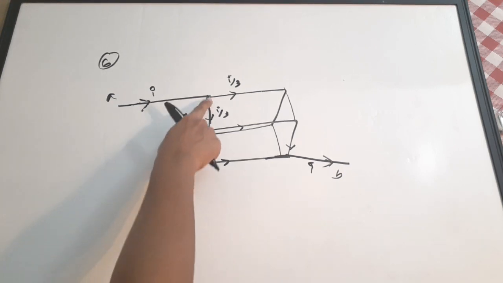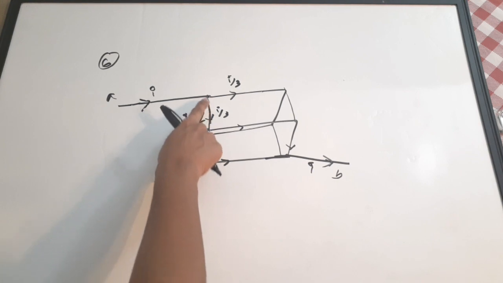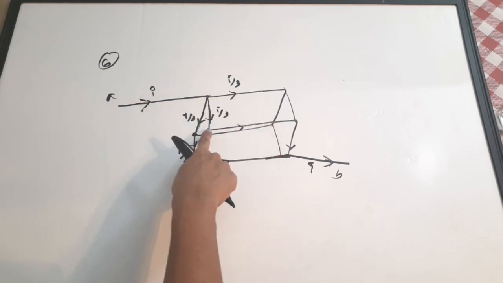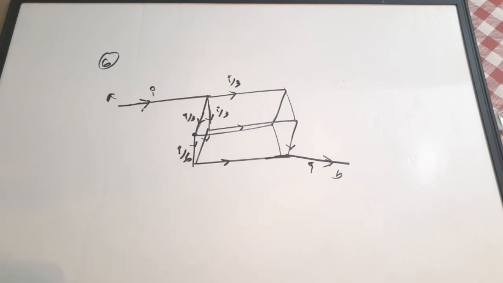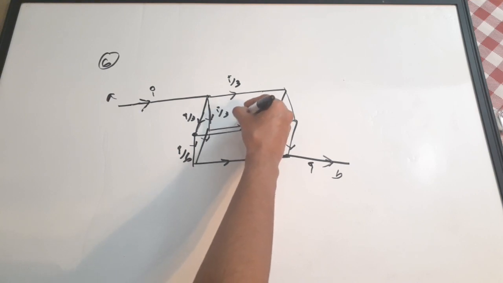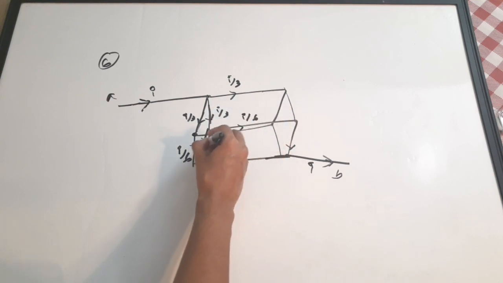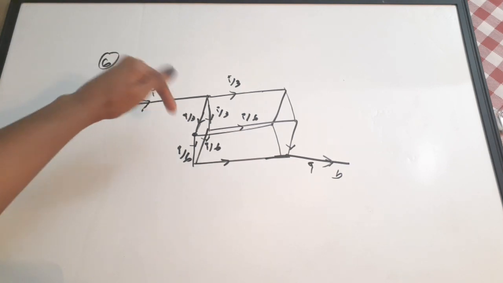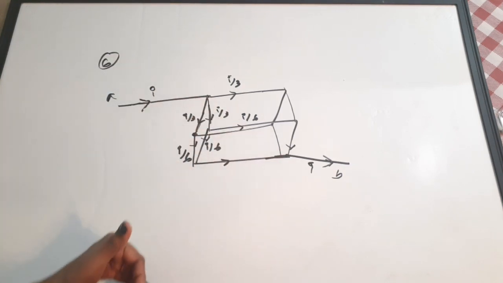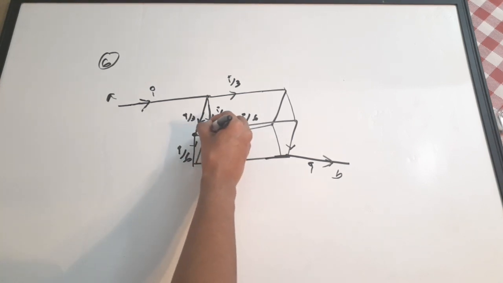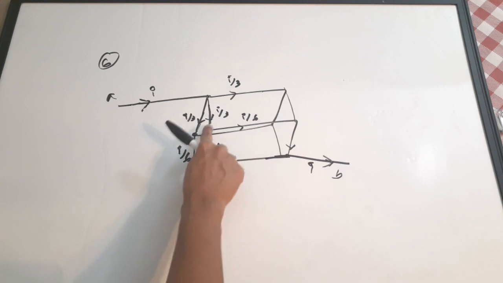Now consider the top edge, I by 3. This I by 3 again gets split across this branch and this branch, right? How is it getting split? Here I by 6 and here I by 6. So I hope you can follow the path which I am following. So I by 3 is coming to this node and it is getting split as I by 6 and I by 6.